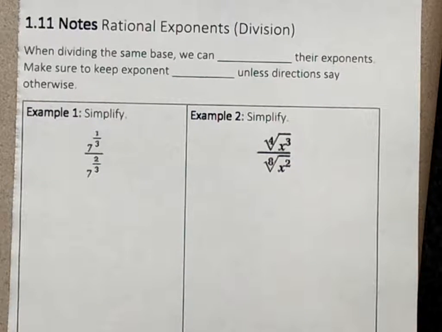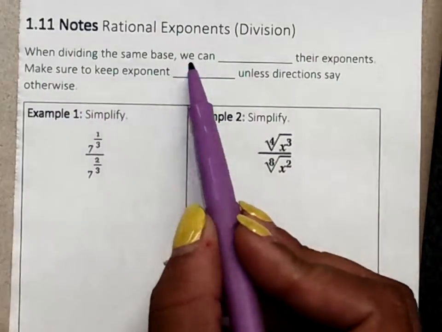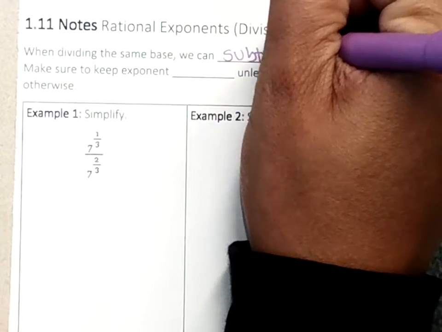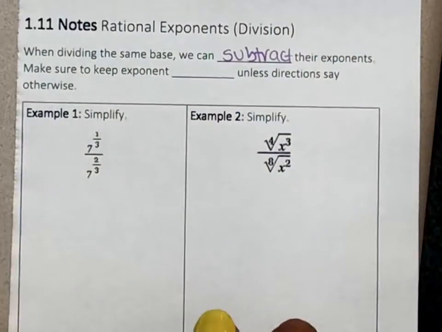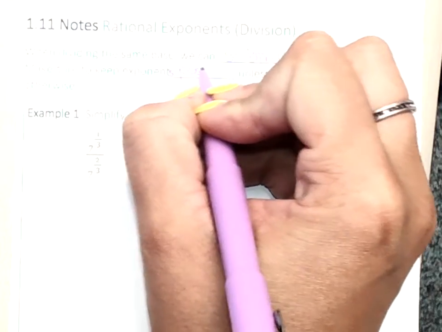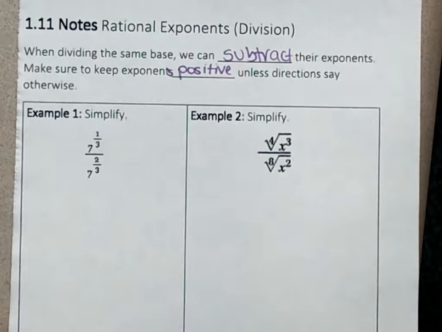In today's notes, we are going to talk about the division of rational exponents. When dividing the same base, we can subtract their exponents. Make sure to keep exponents positive unless directions say otherwise.